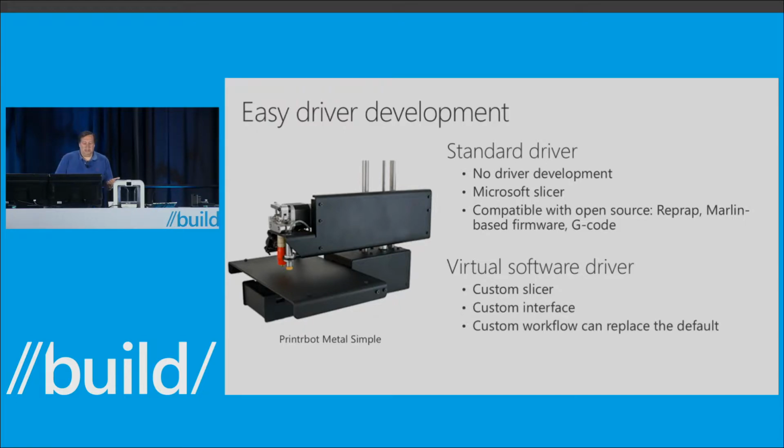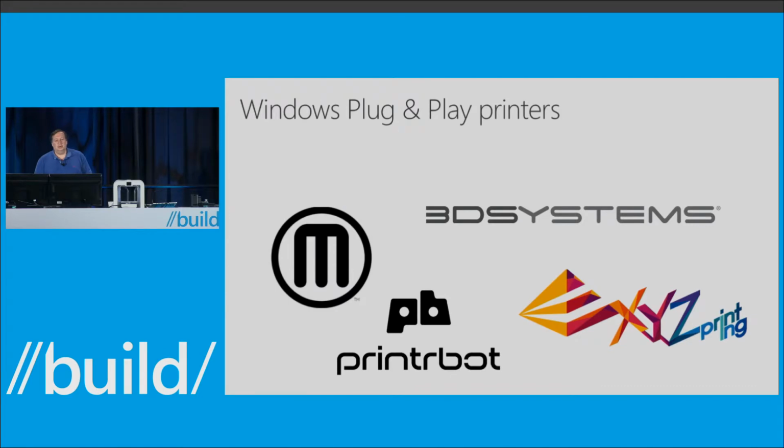You don't have to use G-code. You can have your own slicer if you think that's part of your IP. It just works. Because of these two driver models, you can go out there and see on the table today, there are 7 printers out there. Those are just the ones we have out there, and this isn't all of them. We also very recently added Dremel and Be Creative. So we have a number of printers that just work. Windows plug and play, and everything's included.